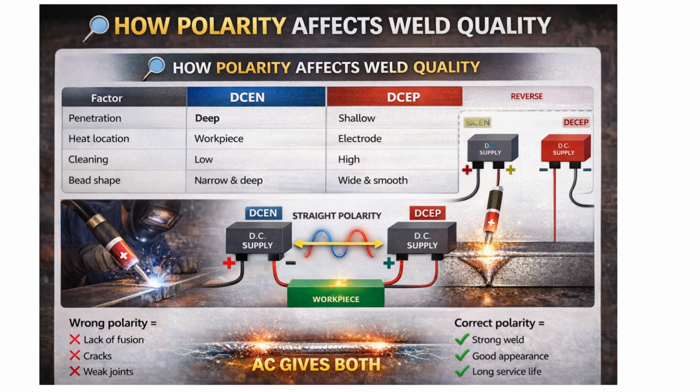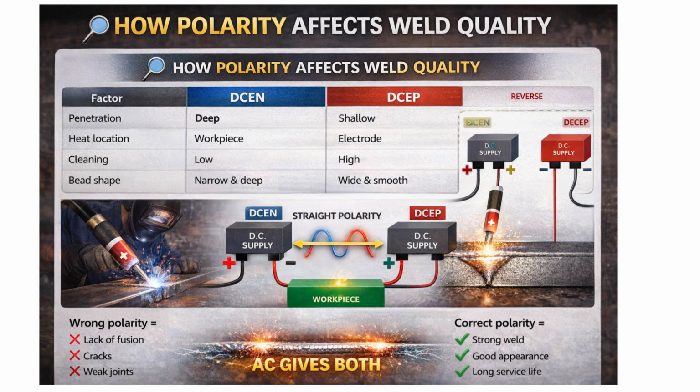On the other hand, with DC electrode positive, or DCEP, the situation changes completely. Here, most of the heat is concentrated on the electrode, not the workpiece. As a result, penetration becomes shallow, but the weld bead becomes wider and smoother. The big advantage of DCEP is its high cleaning action, which helps remove oxide layers from the metal surface. So in simple terms, DCEN gives you depth and strength. DCEP gives you surface quality and control.